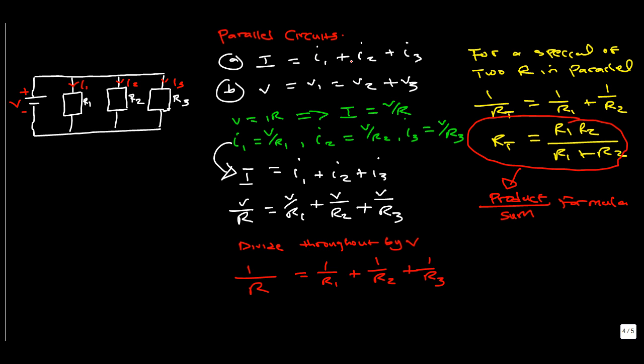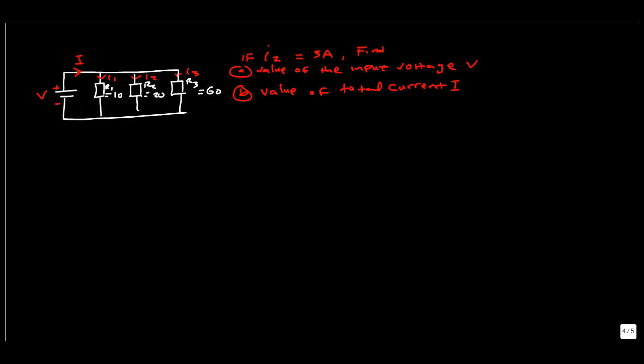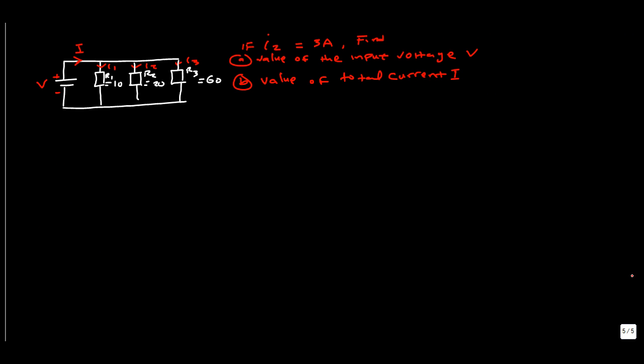So now we're going to jump over to a problem involving parallel circuits. Essentially we have a parallel circuit configuration here, and we're asked to find the value of the input voltage, V, and the value of the total current, given that I2, the current flowing across resistor 2, is equal to 3.